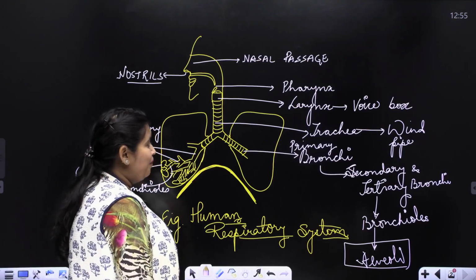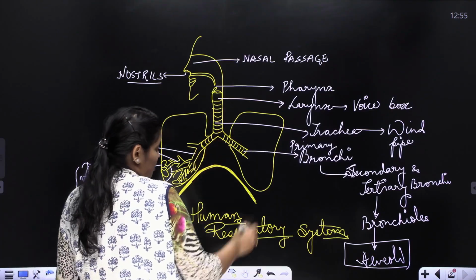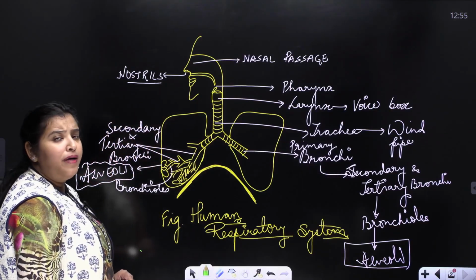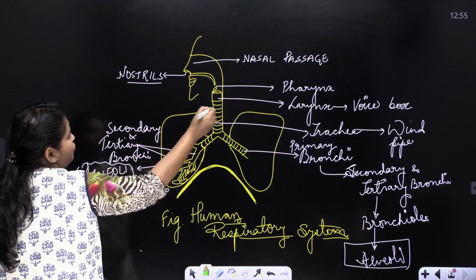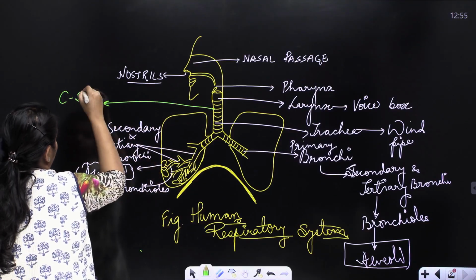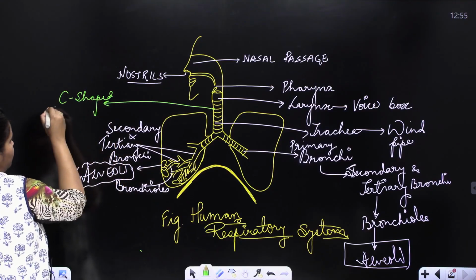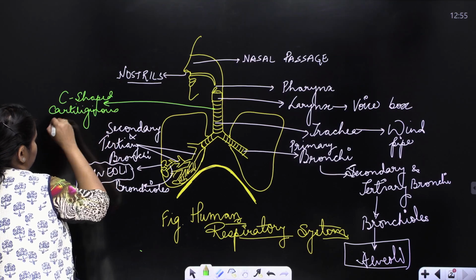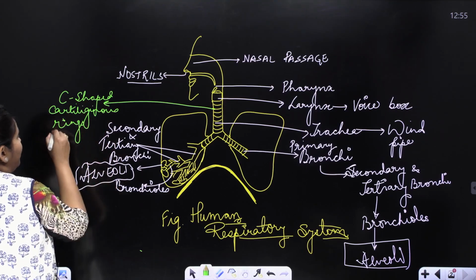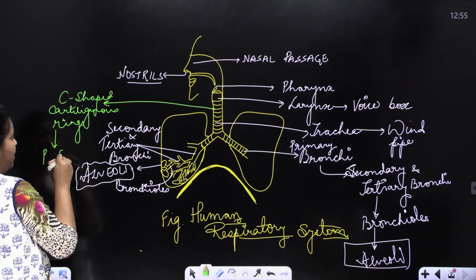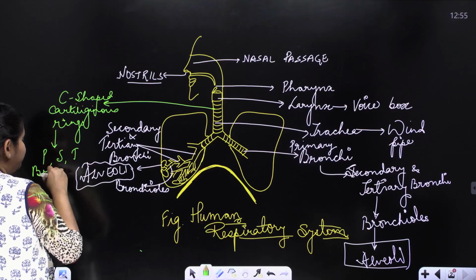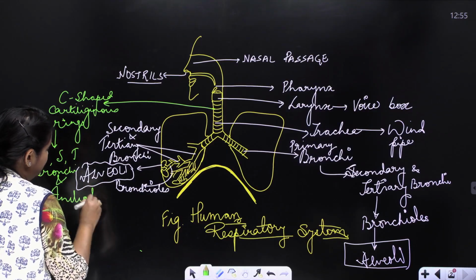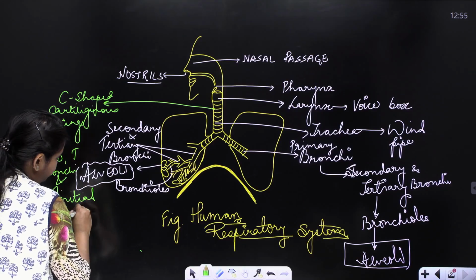Now, as I told you, these have C-shaped cartilaginous rings. So, are the C-shaped cartilaginous rings restricted to this part only? No. The C-shaped cartilaginous rings are present in the primary, secondary, and tertiary bronchi and the initial bronchioles.